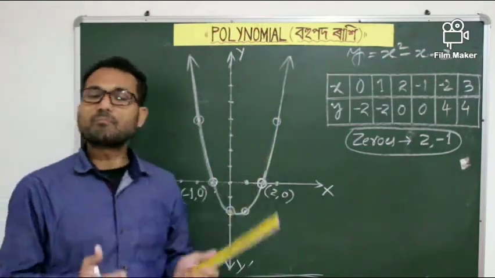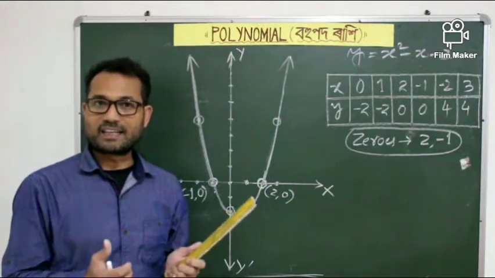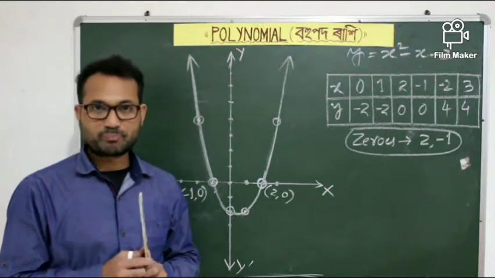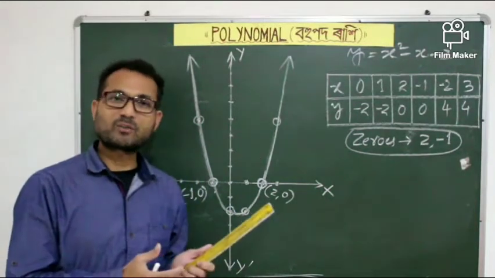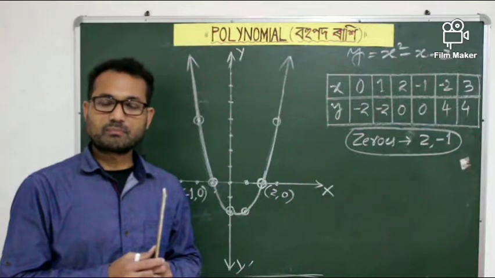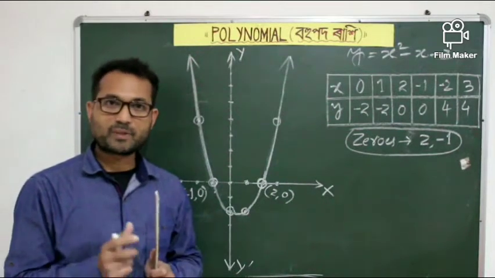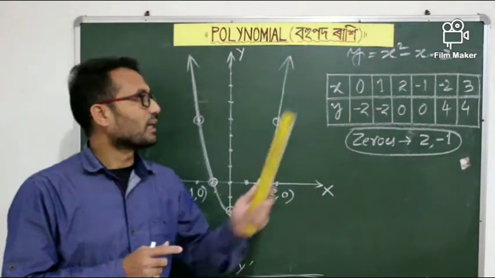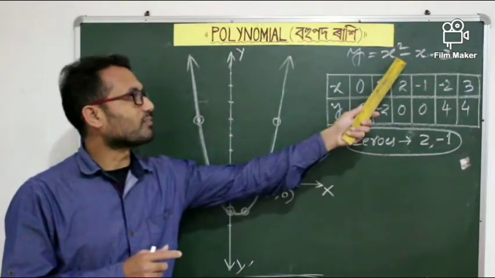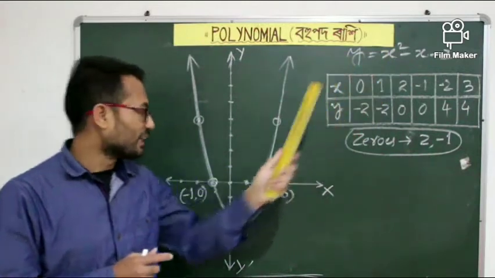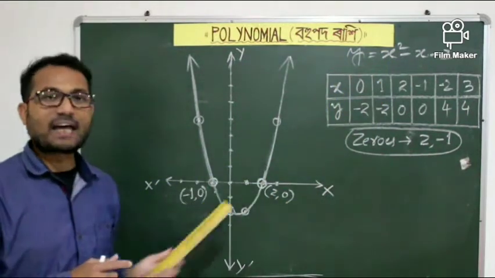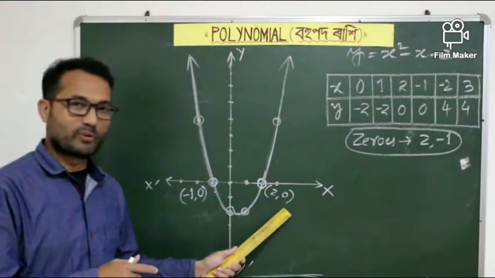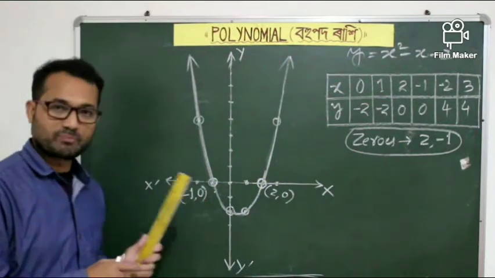And in mathematics this curve is called a parabola, p a r a b o l a, parabola. You will be able to learn about it well in higher classes. Okay, now what we have seen here: the graph of this quadratic polynomial cuts the x-axis at two different points which are (2,0) and (-1,0).